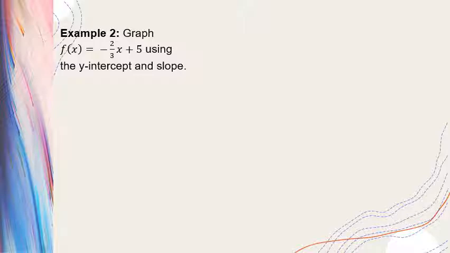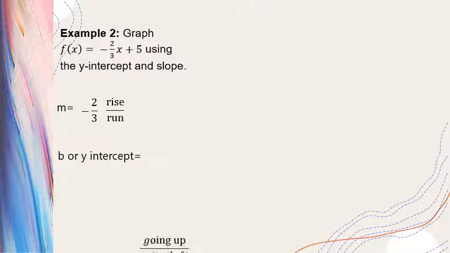Example number 2. Graph f of x equals negative 2 over 3x plus 5 using the y-intercept and slope. So this is the m and b, or y-intercept. The m is negative 2/3. Now we can put the negative in either the rise or the run.